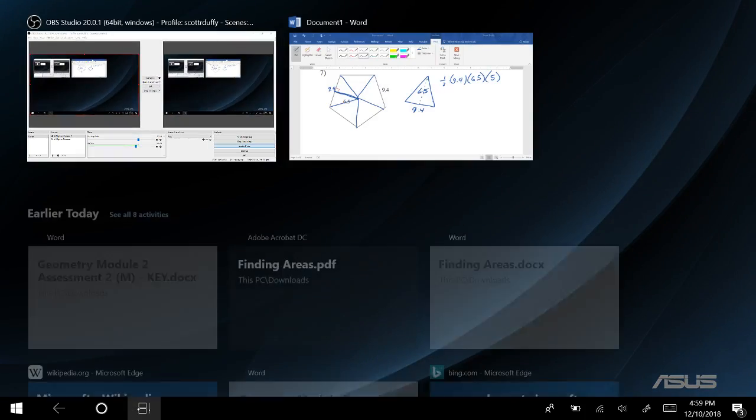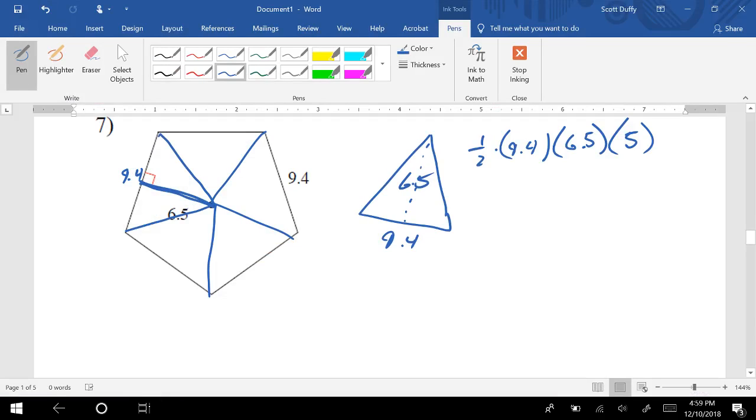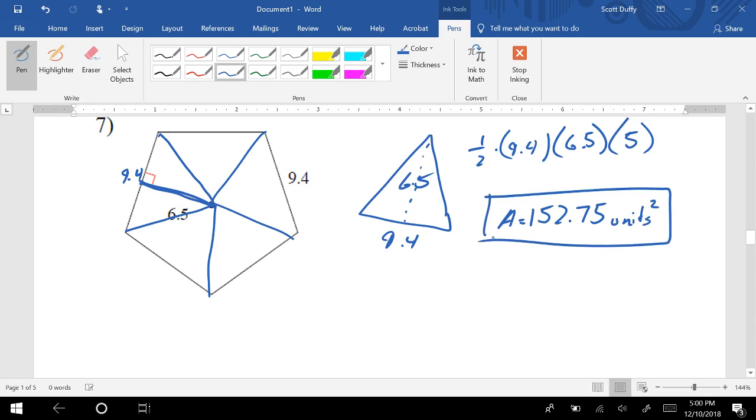Good. 4 minutes in. Hopefully this isn't too long. 0.5 times 9.4 times 6.5 times 5. Alright, and multiply those out, I get an area of 152.75. That looks a little weird. And that's going to be square units. Don't know what the units are.